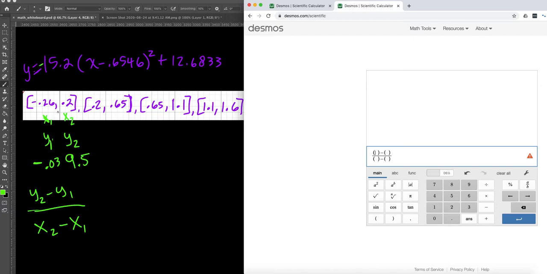Okay, so my y2, which is my first value, is 9.5. My y1 is negative 0.03. My x2 is 0.2, and my x1 is negative 0.26. Okay, I don't have to hit enter or anything, and I would suggest not hitting enter. It gives us 20.7.